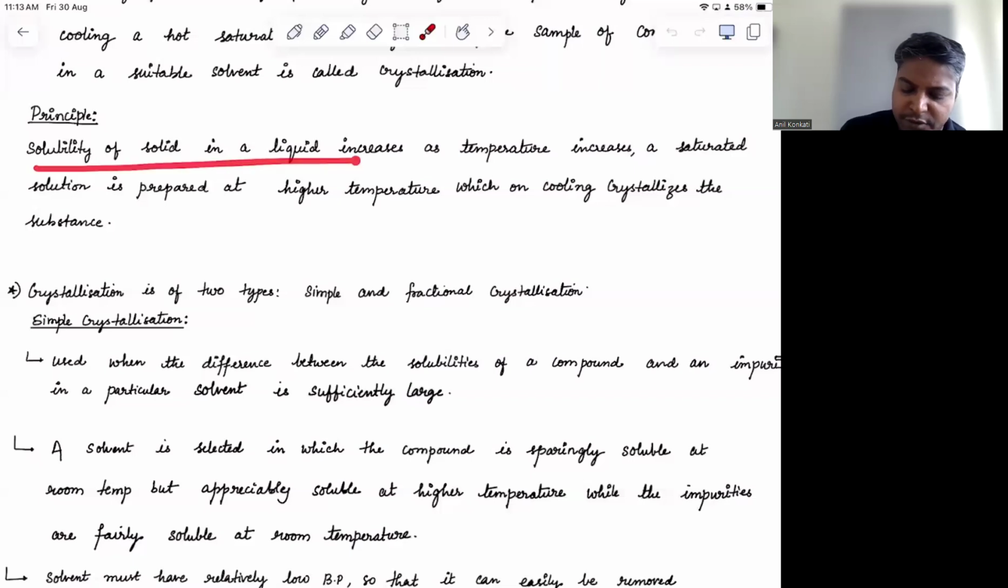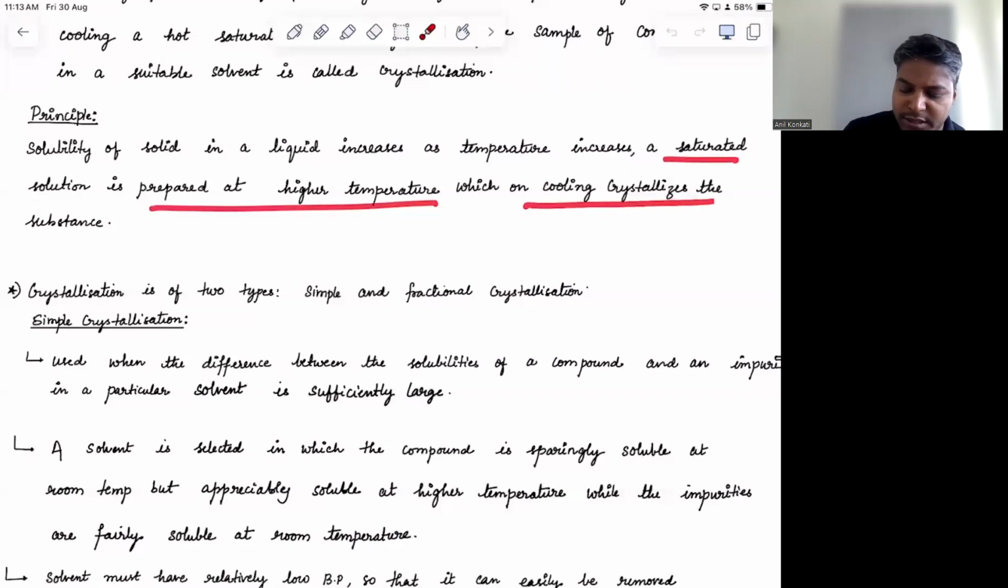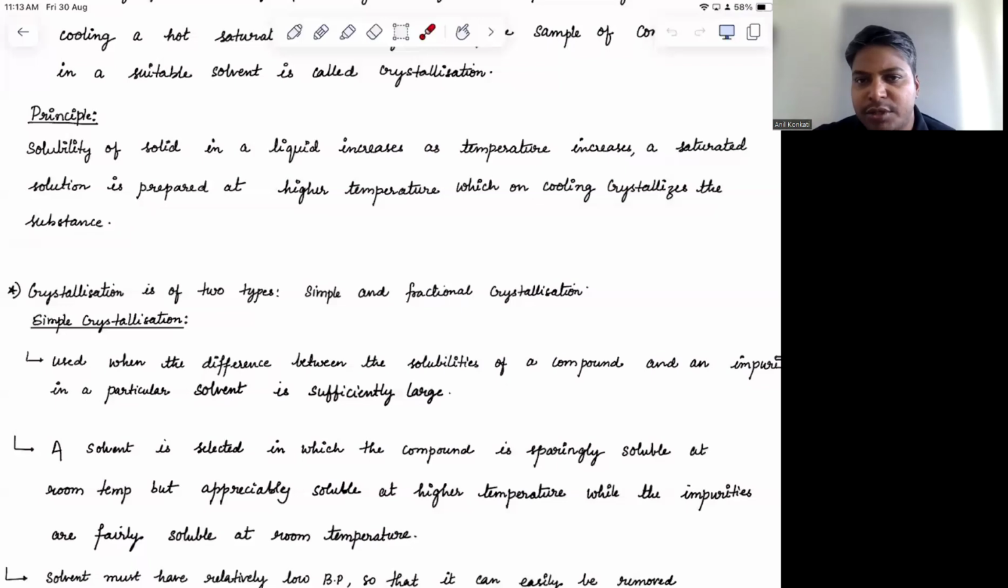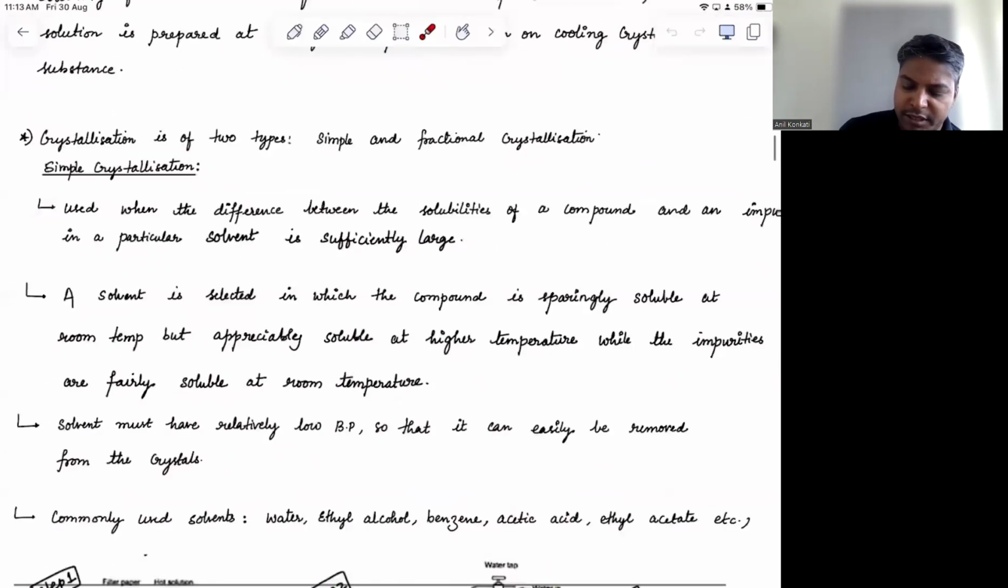Here, the solubility of a solid in a liquid increases as the temperature increases, and a saturated solution at higher temperature, on cooling, crystallizes the substance. Or I can put it the other way: as the temperature is decreased, the solubility of the solid decreases in the liquid solution. That is the principle on which it runs.